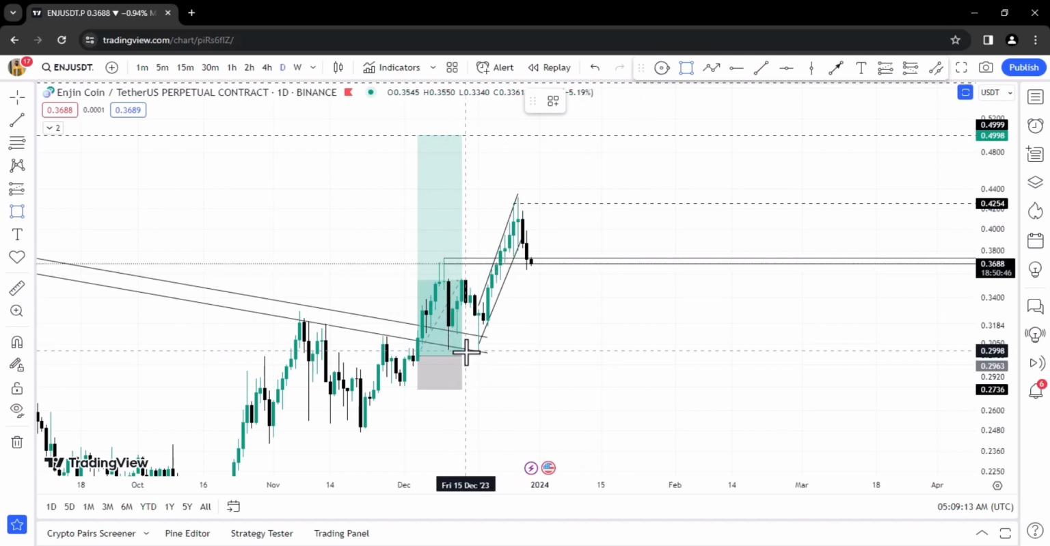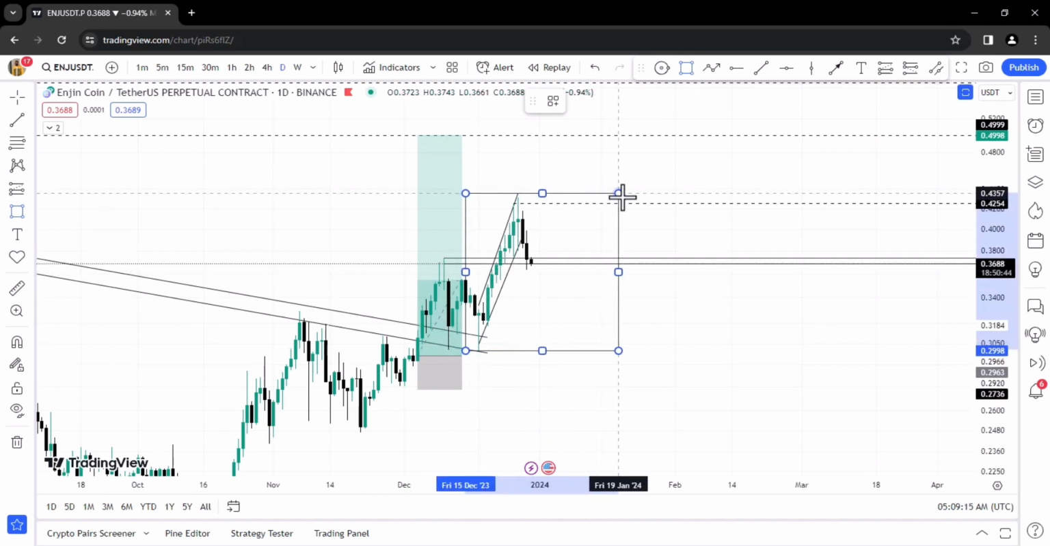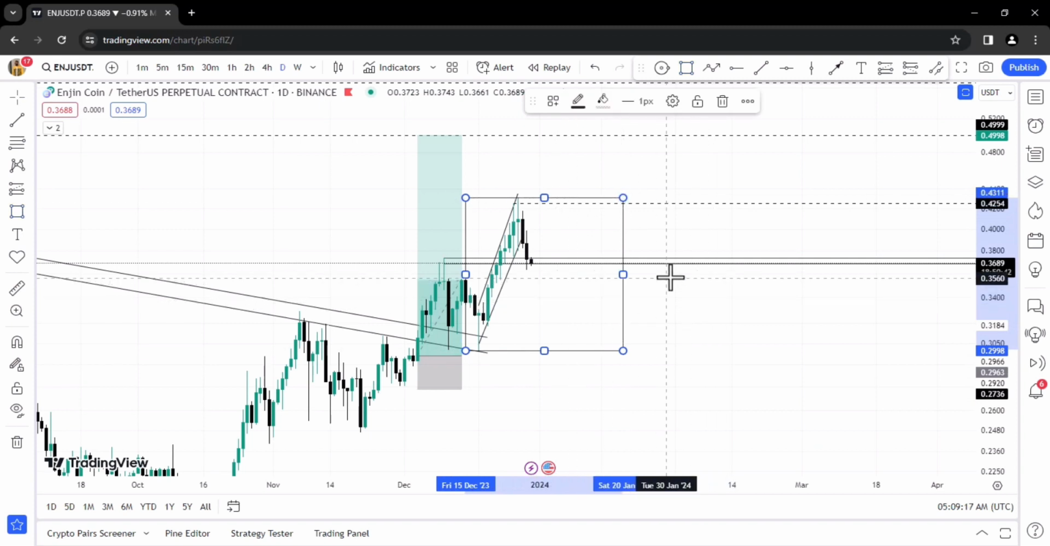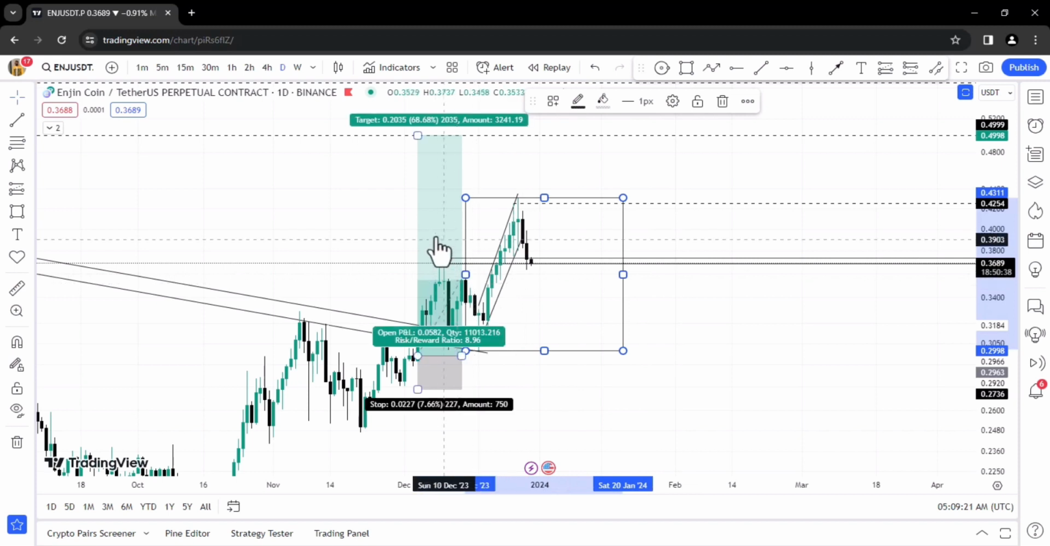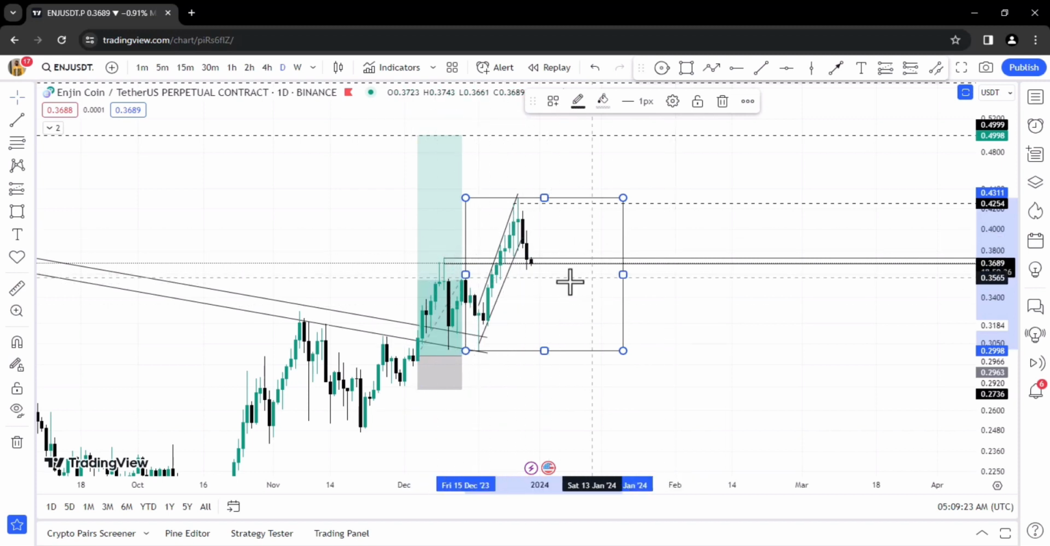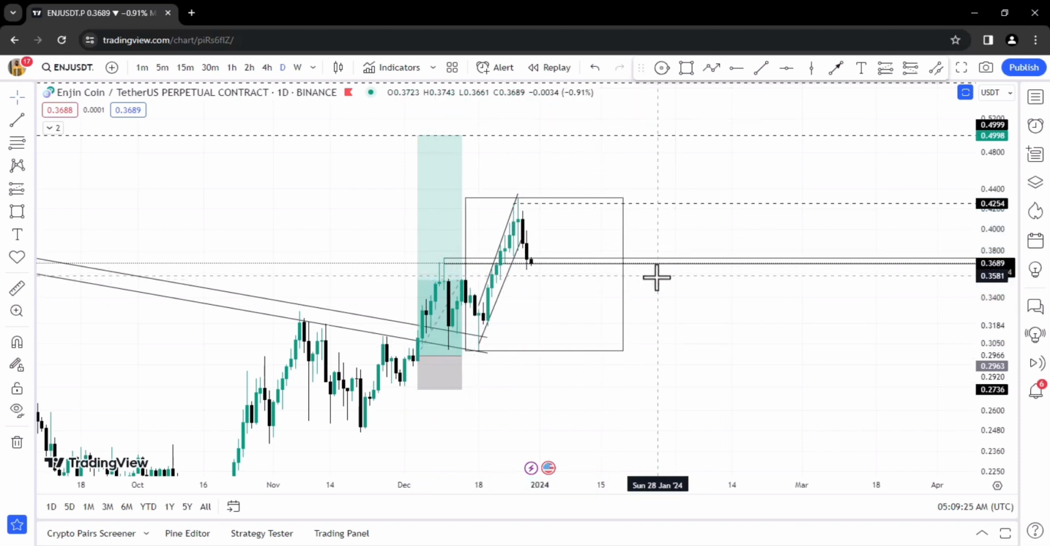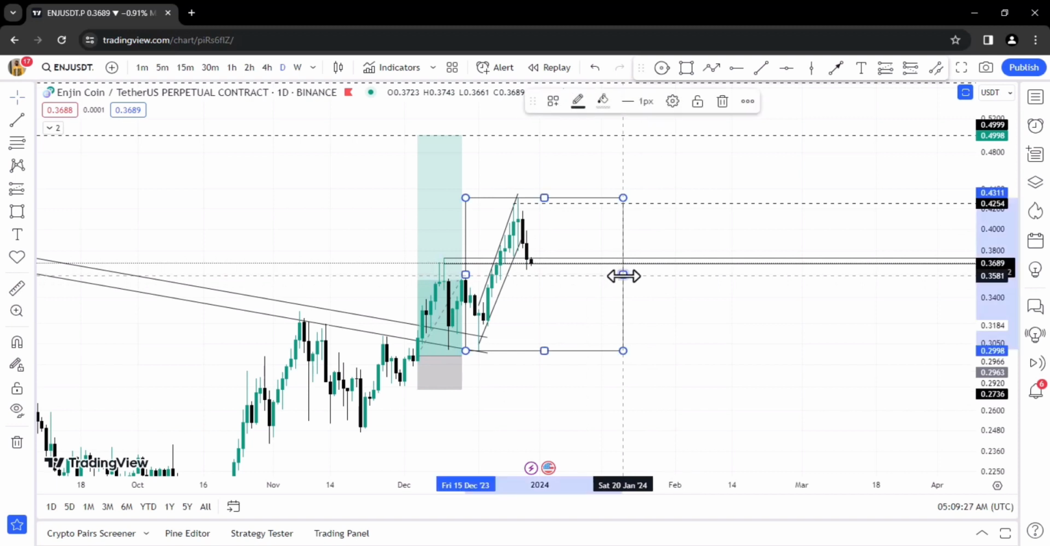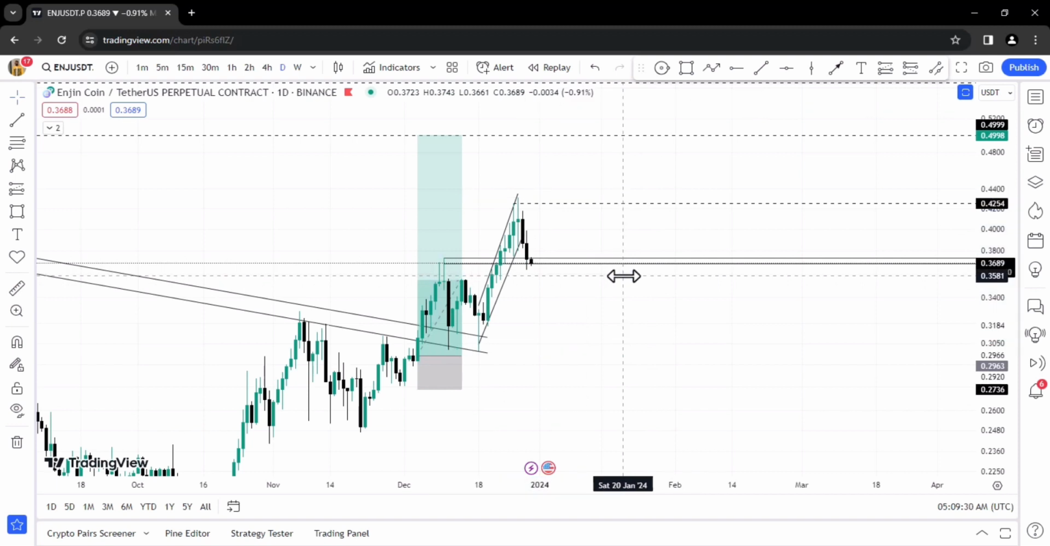I don't want to use my Fibonacci. Let me just use this box. Using this box, somewhere around here is the 50%, which is the discount. For me to buy this market comfortably, I have to wait for it to get to the 50% mark. So this is a liquidity run, and we're having a liquidity void of the sell side, which is what the market is trying to correct.